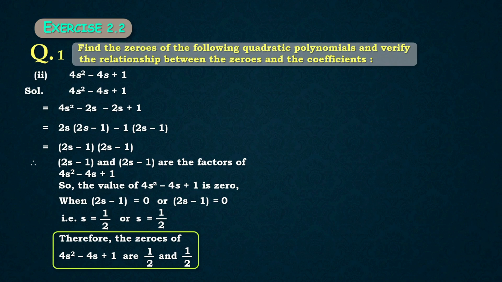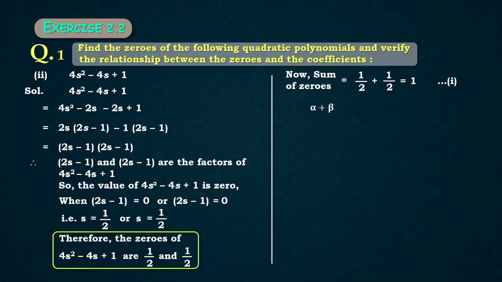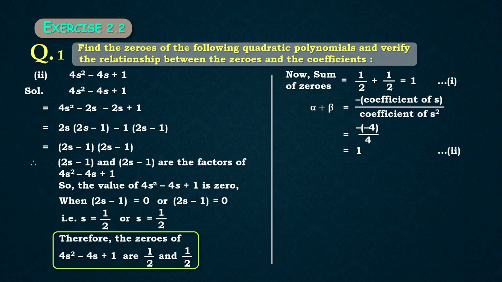Now let us verify the relationship between the zeros and the coefficients. First, we find the sum of the zeros. 1 by 2 plus 1 by 2 equals 1. Now, according to the formula, the sum of zeros is equal to negative of the coefficient of s divided by the coefficient of s squared. The coefficient of s is minus 4. The coefficient of s squared is 4. So negative of minus 4 divided by 4 equals 1. Both values are equal, so the first relationship is verified.